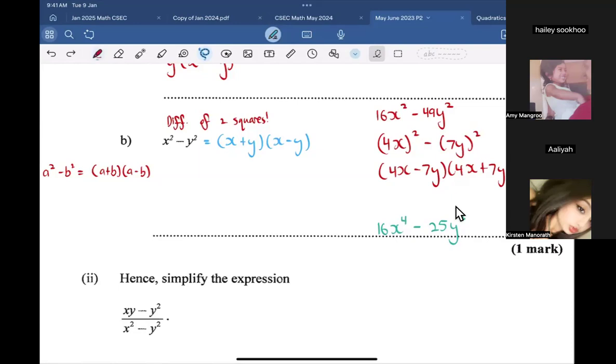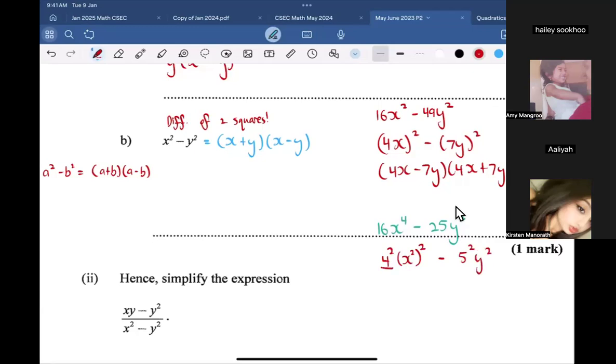16x to the power of 4. 16 can be written as 4 squared, right? And x to the power of 4 could be written as x squared, not just x squared, x squared to the power of 2. You catch what I did there? And then 25 could be written as 5 squared, and y squared is just y squared.